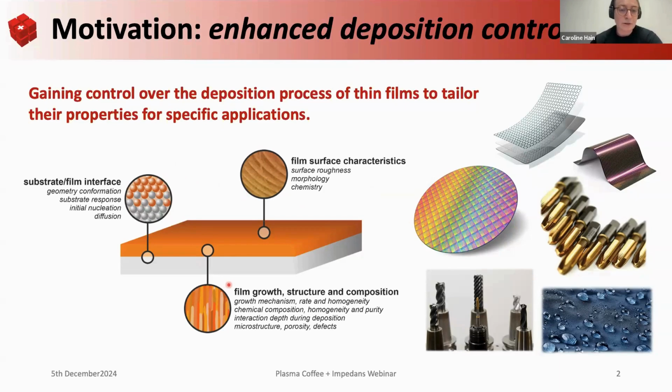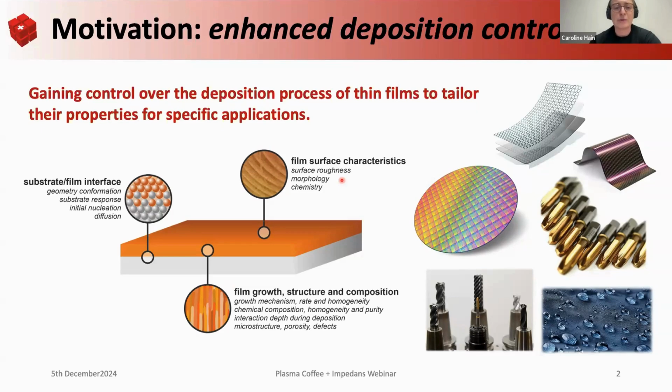So then seeing what kind of growth mechanism we have, the growth rates, homogeneity, chemical composition, purity, microstructure development, porosities, defects, all these phenomena. And then, of course, we look at the end product, so the surface of our film. There we can also look at aspects related to surface roughness, the morphology, chemistry. So these are different things we need to take into account.